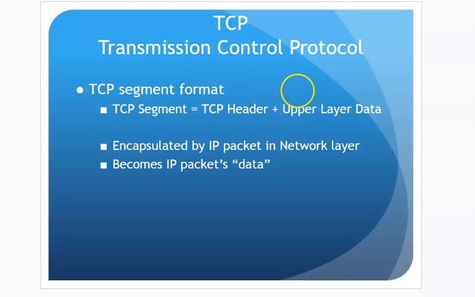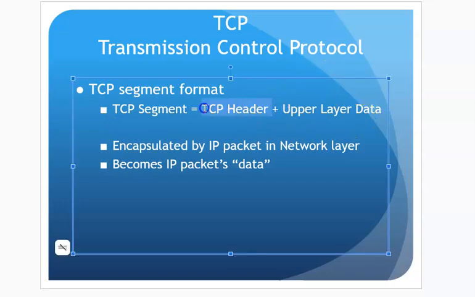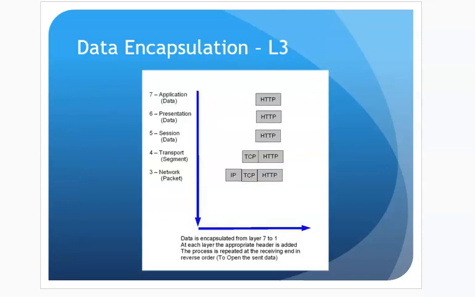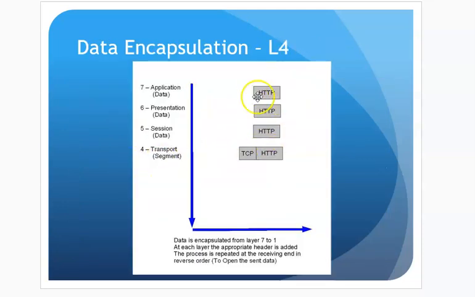They talk about the segment format. Remember that our upper layer data has a TCP header added, and now this whole thing is your TCP segment. So think about, let me scroll back here, as we were talking data encapsulation. Let me go back here to layer 4. Here we go, layer 4. All this upper layer data, HTTP, is now going to have a TCP header. So this thing right now is your TCP segment. That's what they mean by that.